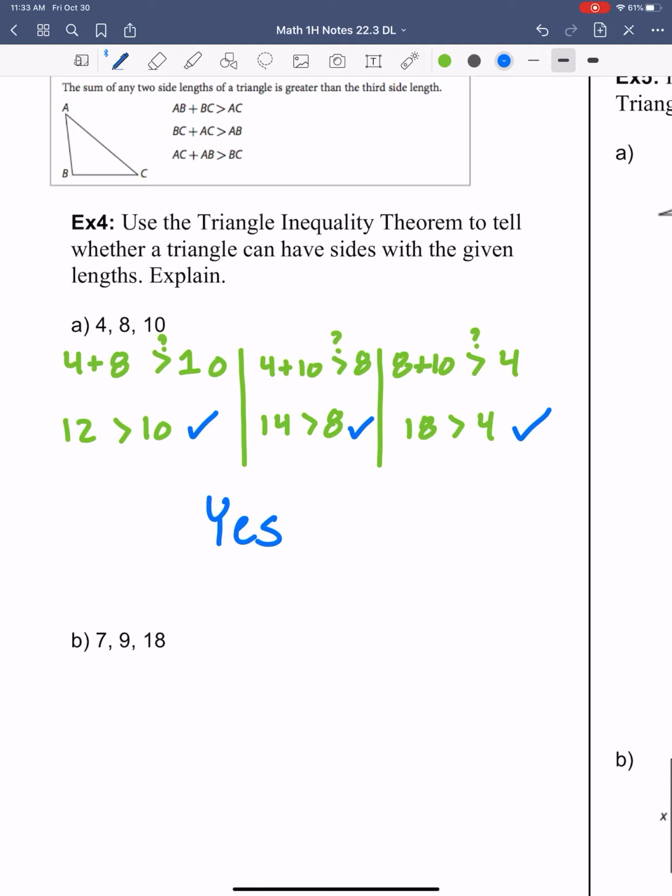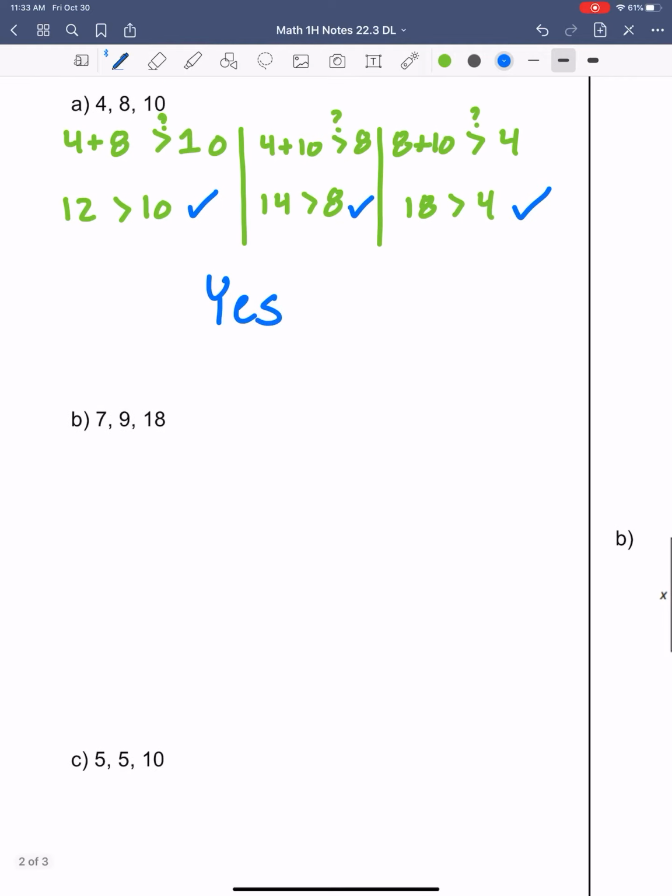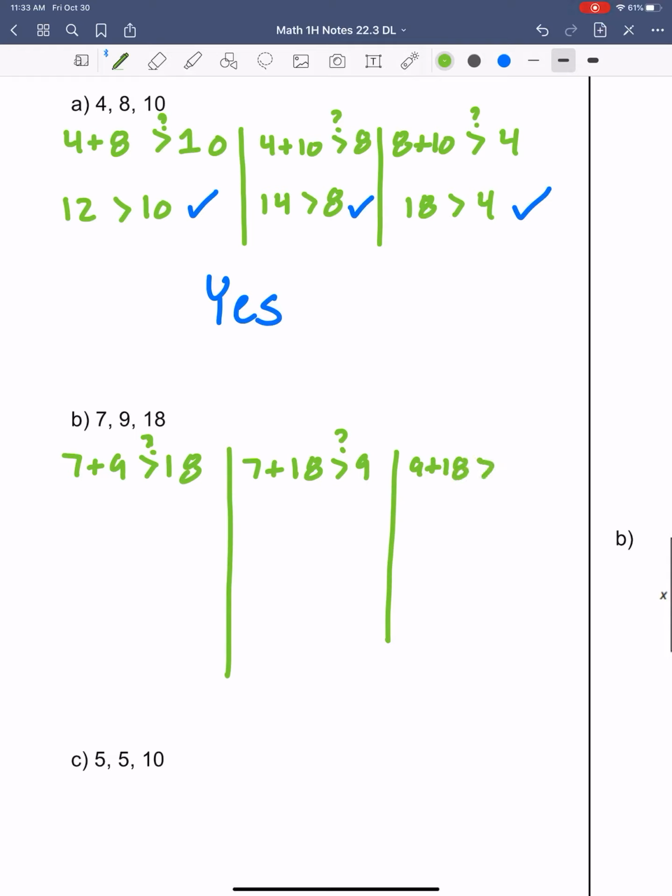All right. If we go down to the next one here, same thing. We're going to set this up. I'm going to say, well, 7 plus 9 has to be greater than 18. We'll check that one. Then we've got 7 plus 18 has got to be greater than 9. And lastly, we've got 9 plus 18 has got to be greater than 7. Each one of these has to be true, or else we won't have a triangle.